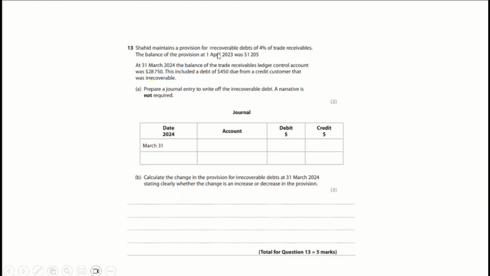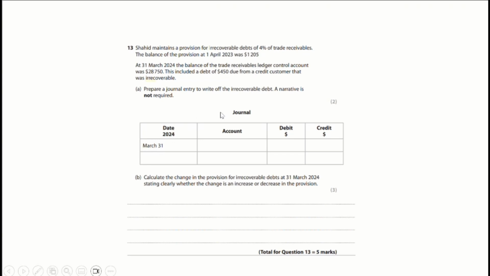Shahid maintains a provision for irrecoverable debt of 4% of trade receivables. The balance of the provision at 1st April 2023 was 1205. At 31st March 2024, the balance of the trade receivable ledger control account was 28,750. This includes a debt of 450 due to a credit customer that was irrecoverable. Prepare the journal entry to write off the debt. A narrative is not required. In this case, you don't have to write a narrative.